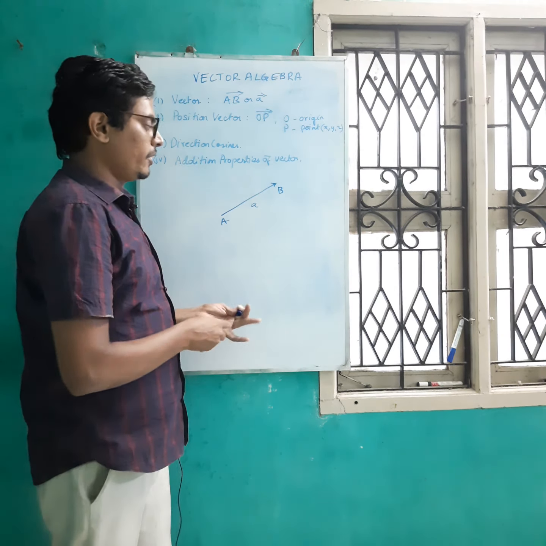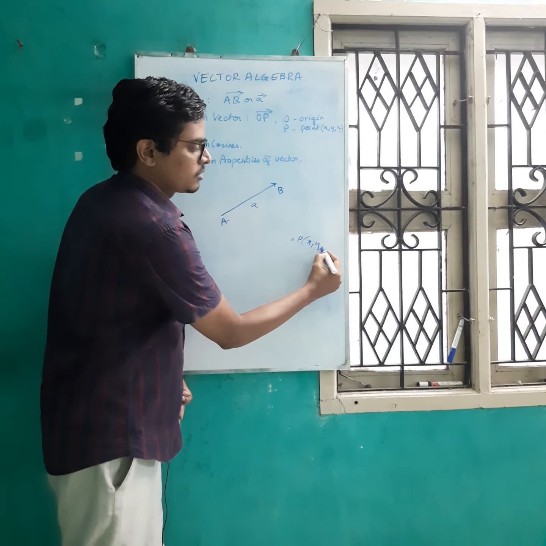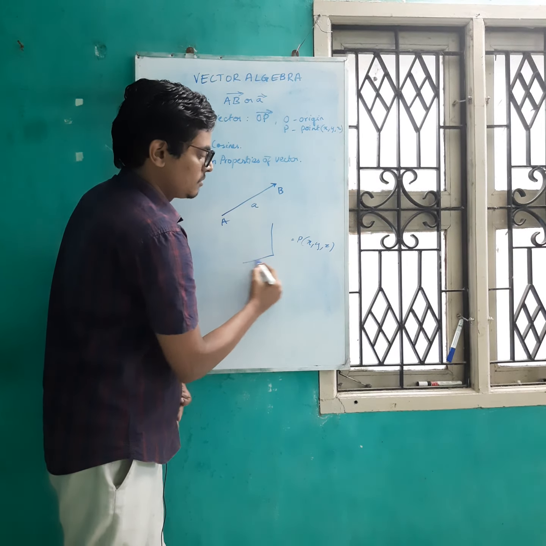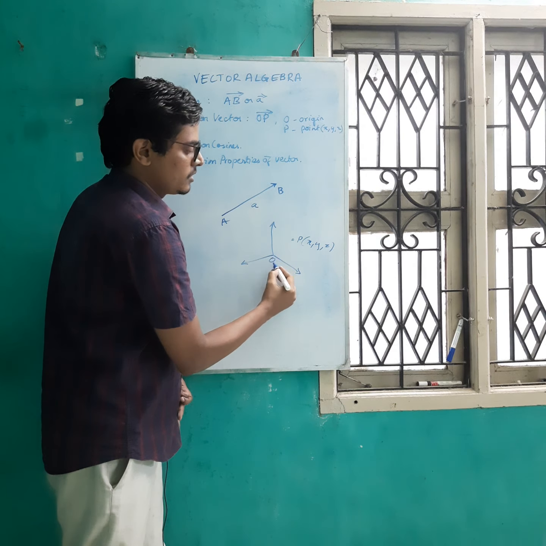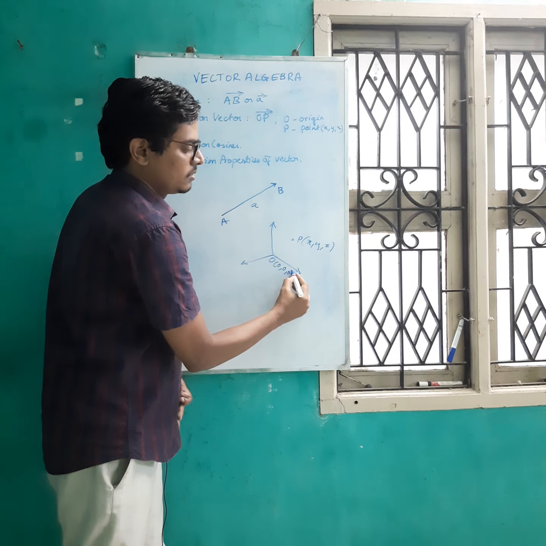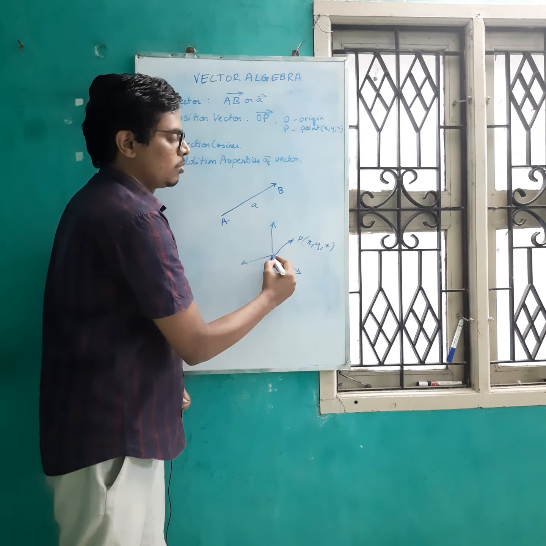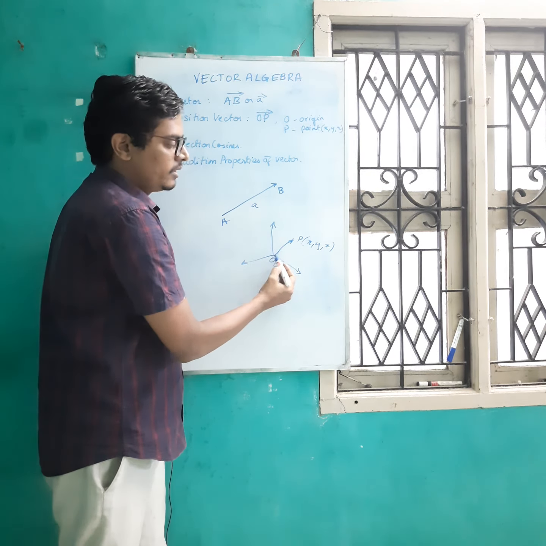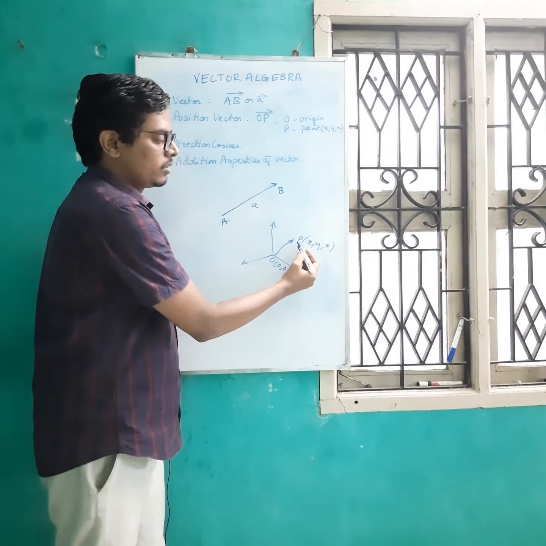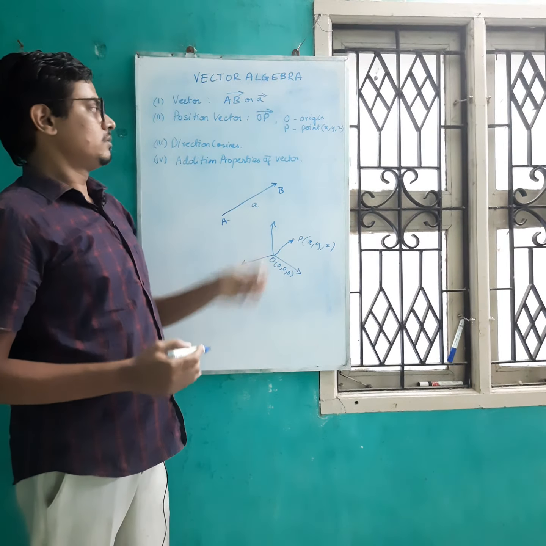Suppose there is a point P lying in a space of coordinates x, y, z, and where O is the origin 0, 0, 0. So this direction from O to P, the vector OP, where O is the initial point and P is the terminal point. Okay, this is called a position vector. OP is called position vector.